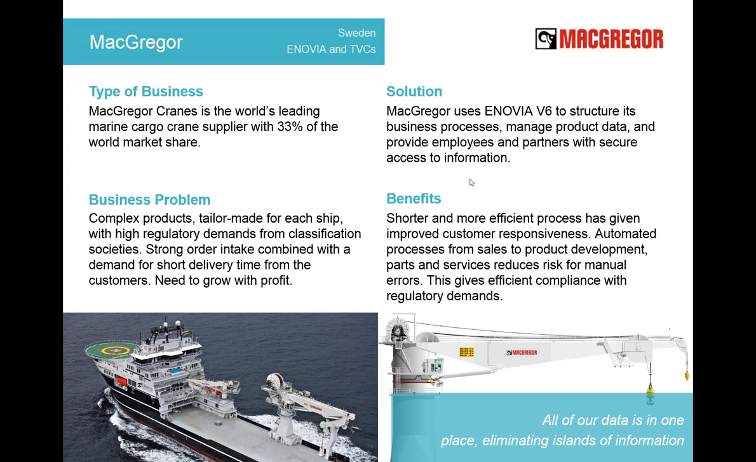And as they say themselves, all of their data now is in one place, eliminating these islands of information that I was talking about before. Everyone with a proper level of access has access now to the information they need when they need it. And a shorter and more efficient process, as they say here, has improved their customer relationship and the responsiveness to the customer's needs that might change quite rapidly.